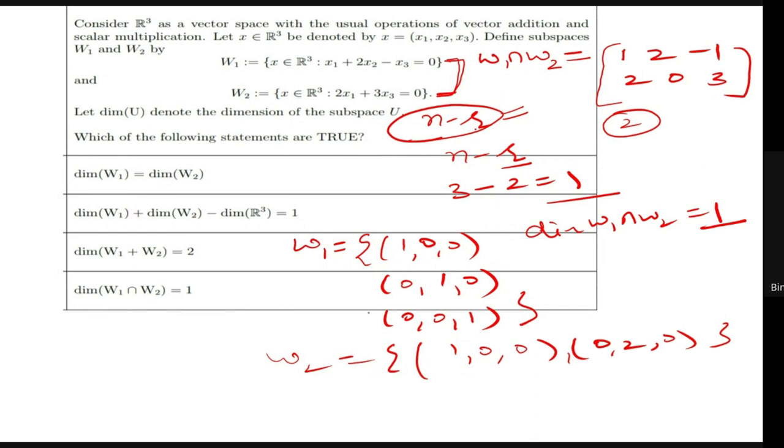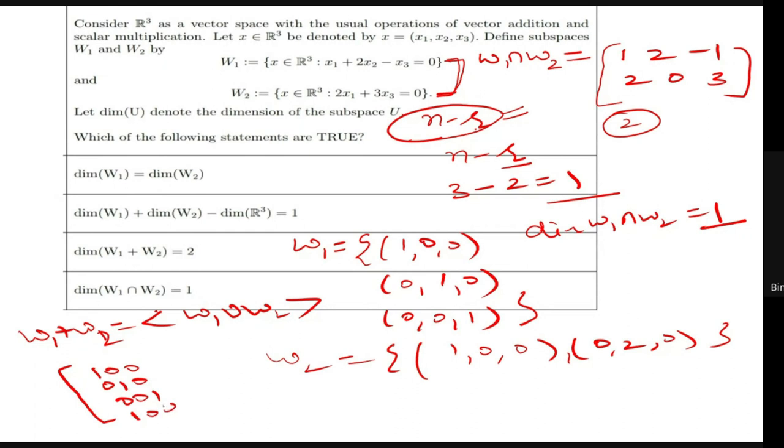Whenever the question is in the form of a generating set, then first you check the dimension of W1 plus W2, and W1 plus W2 is generated by W1 union W2, the span of W1 union W2. So you just combine these vectors like this. The last row will be 0, 2, 0. Whenever you make this matrix by combining these generating sets, you can find the dimension of W1 plus W2.